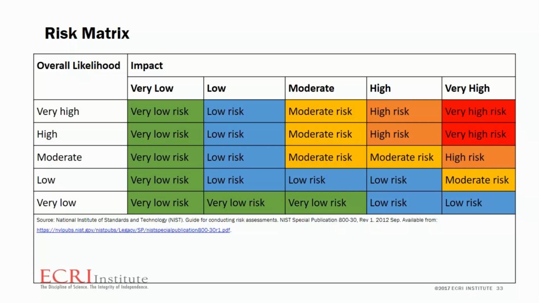So once you have the likelihood and the impact, you can refer to this NIST provided matrix to determine the risk level. Of course, if you have something that's got a high likelihood and a moderate impact, it's saying that it's moderate risk and so forth.